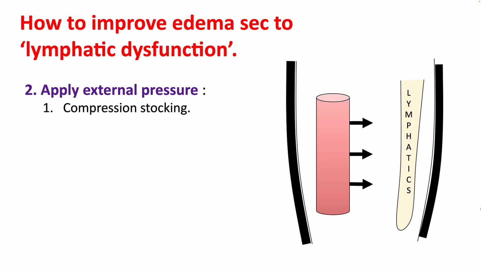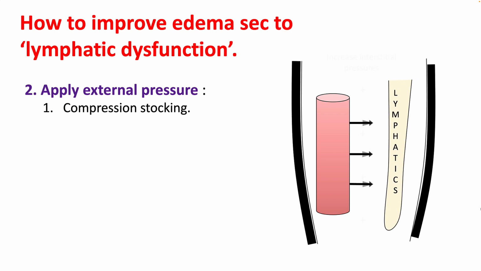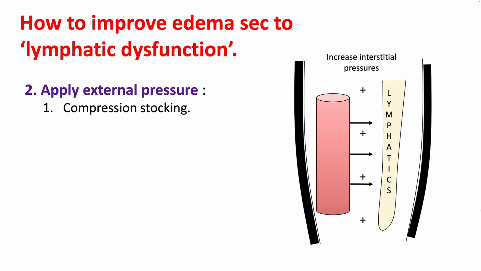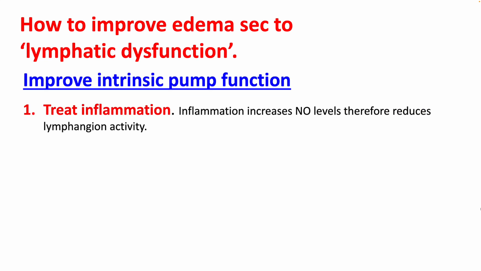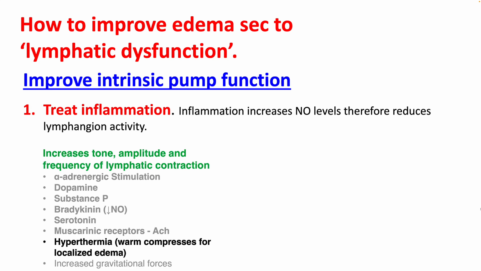Next is applying compression stockings. This helps increase your interstitial pressure, thereby decreasing the edema formation. You can improve the intrinsic pump function by treating inflammation. Remember that increased levels of nitric oxide are the main culprit behind reduced lymphatic activity. We know that increased tone, amplitude, and frequency can occur with chemicals, which unfortunately are not under our control. However, you can use warm compresses for localized edema.